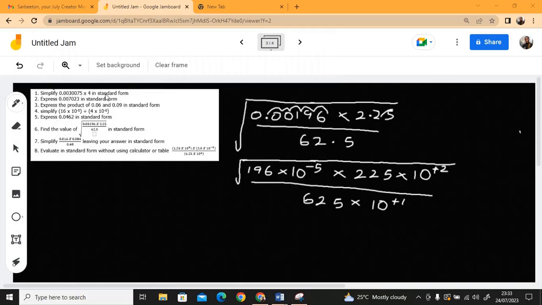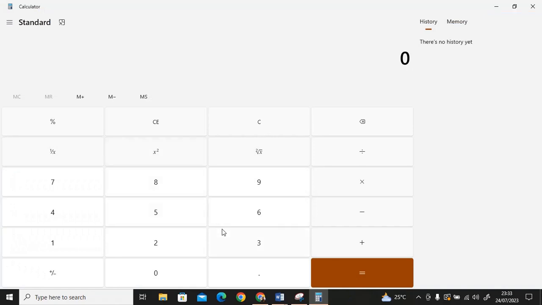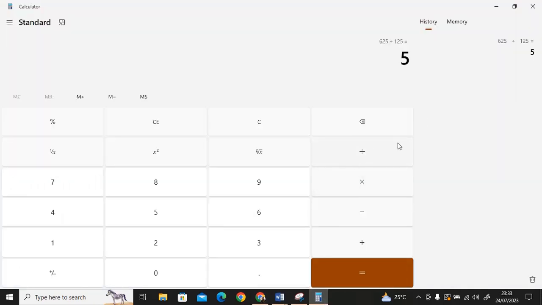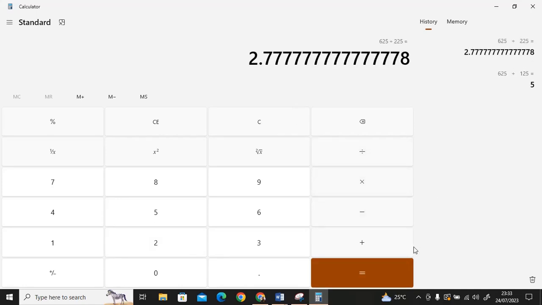So I can use my calculator. 625 divided by, I think it's divided by 125. So what did I get? That gave me 5. So here it means, is it 125? Sorry. Oh my god. So we have 625 divided by 225. So that should give us what? Oh, that is 2.7777. No, I don't want to do that.